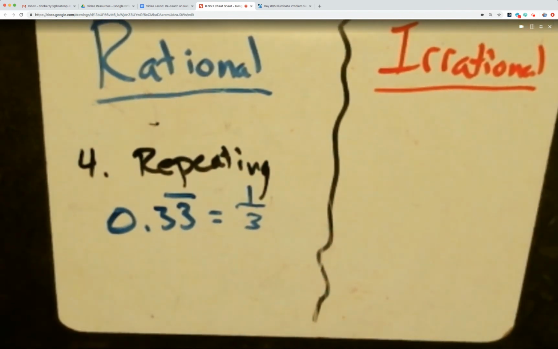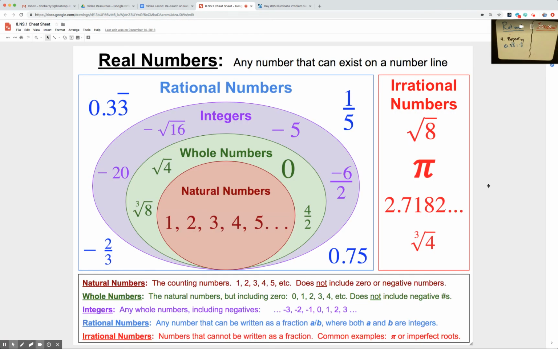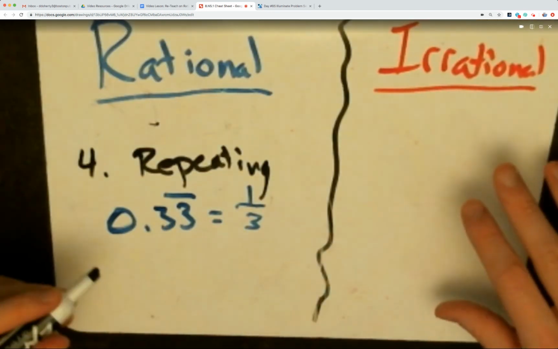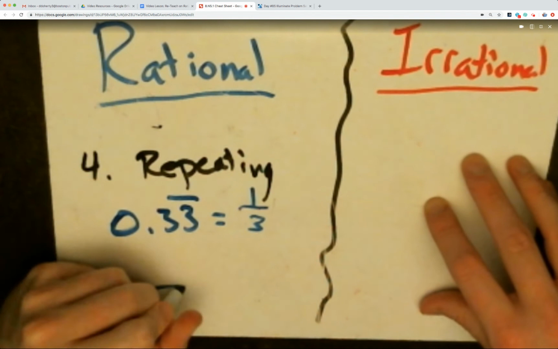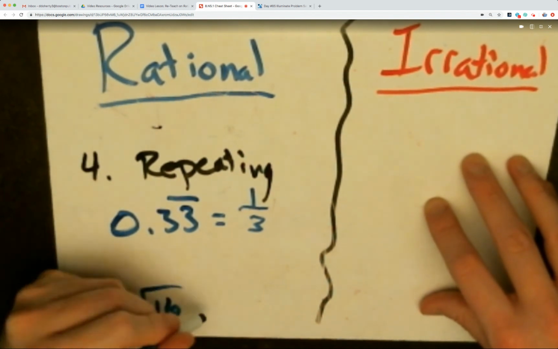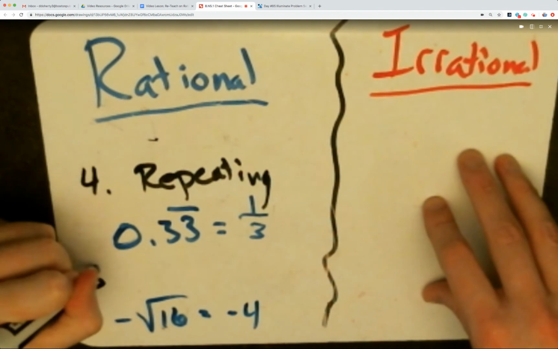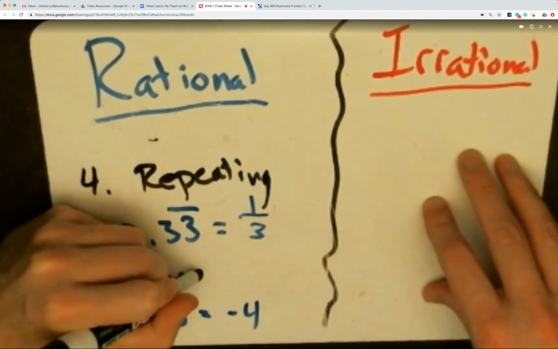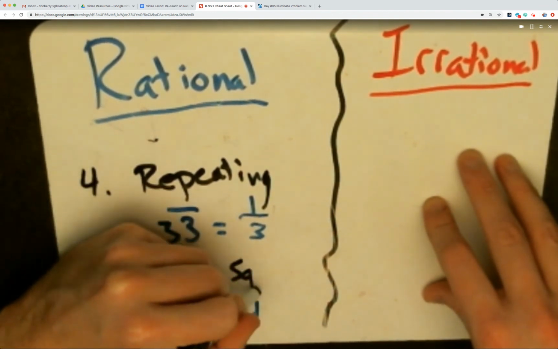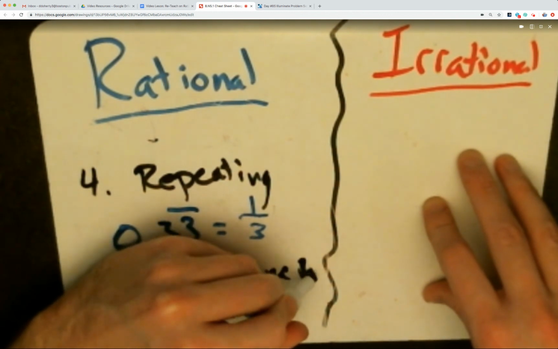The last one we should pick up and realize, square roots, not all of them. So you'll see the square root of 8 is an irrational number, which we'll show in a second. But some square roots, like the square root of 16, let's take a look at that. The square root of 16 is just going to give us 4. So the opposite of the square root of 16 would just give us -4.